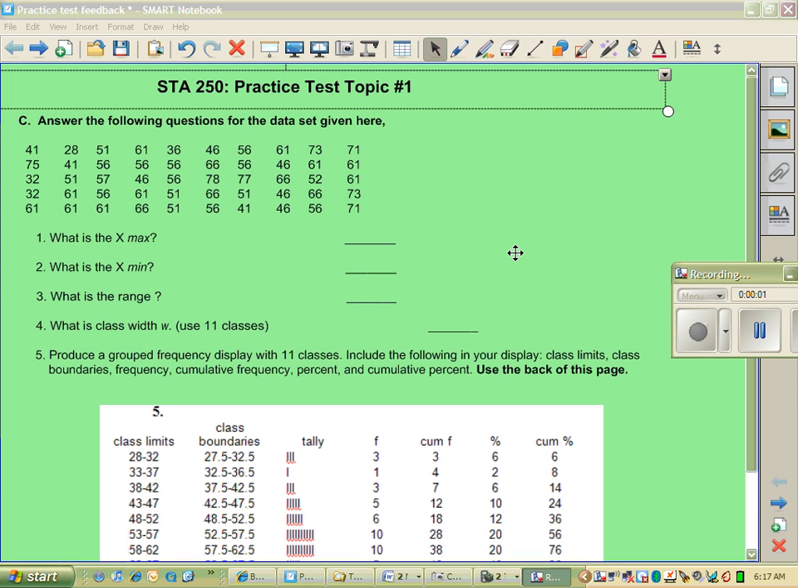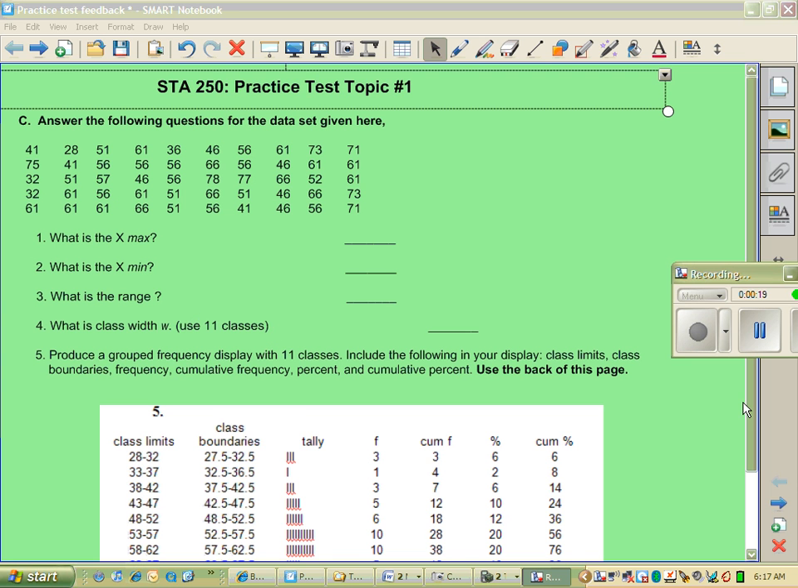All right, here we go. We had a question posted about cumulative frequency. This is from the practice test, and it's question C. I think everyone probably did okay with the max, the min, the range, the class width. He told you how many classes we wanted to use right here, so that was good.